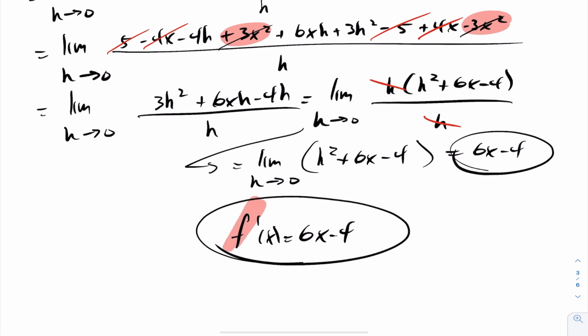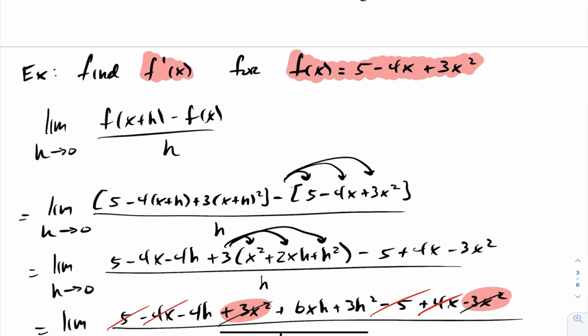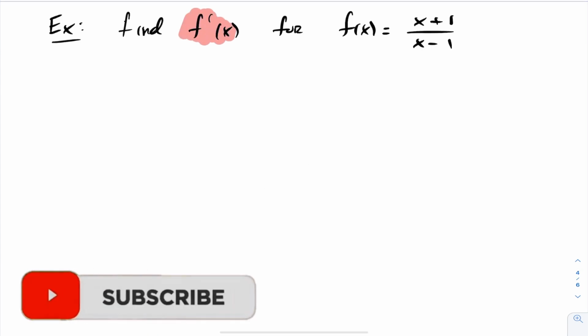So therefore, if I want to calculate the slope of that polynomial at any point, I just have to use my f prime at x, sub in that point, and I can get my slope of my tangent line. So for this question here, we want to find f prime at x. We're given the function f at x is x plus 1 over x minus 1.